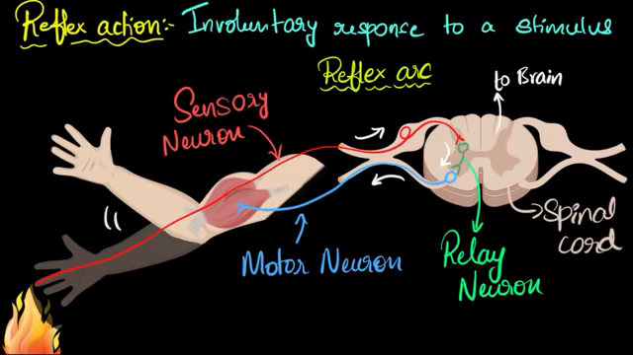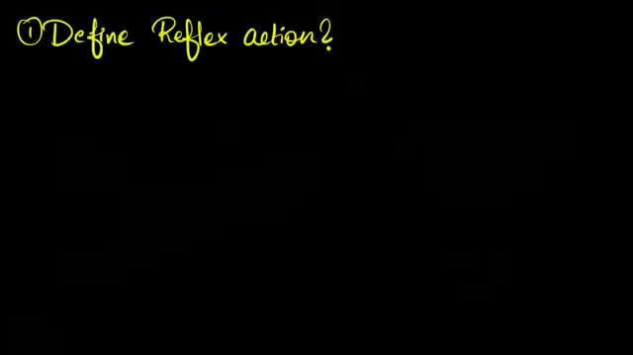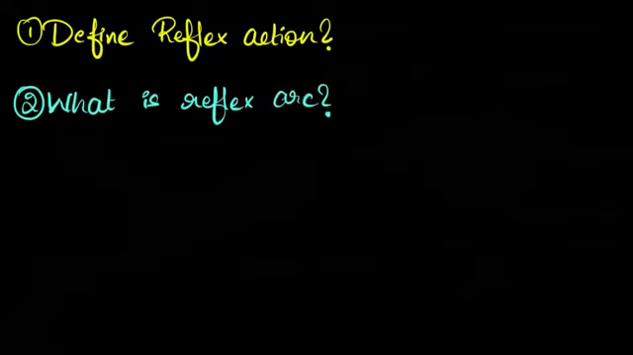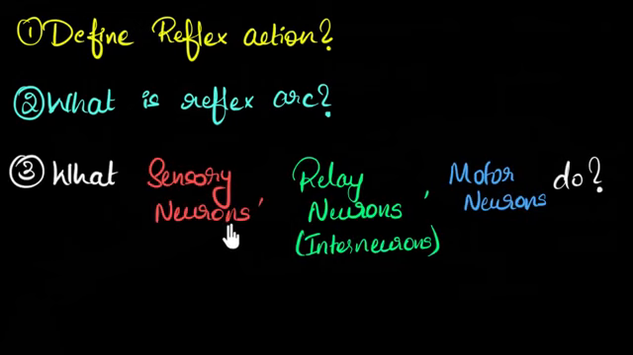That's it. Time to now recall what we just learned. So can you define what reflex action is? What is a reflex arc? Can you tell what sensory neurons, relay neurons, which are also called interneurons, by the way, I forgot to mention that, and motor neurons, what do they do? And finally, can you try drawing the entire reflex arc drawing? See, if you try to recall this now, you will be able to remember this much longer. Okay, so please try and recall. And of course, if you are stuck anywhere, you can always go back and rewatch the video.